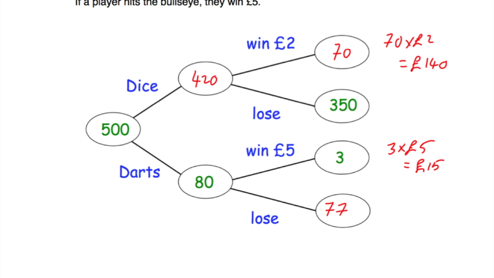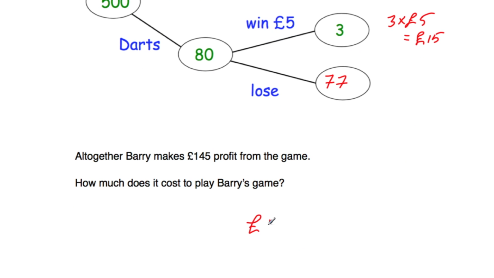So if we do 140 plus £15, that's equal to £155 in prizes. Now we're told that altogether Barry makes £145 profit from the game. So that means that after he's given out the prizes, after he gives out this £155, he's left with £145.